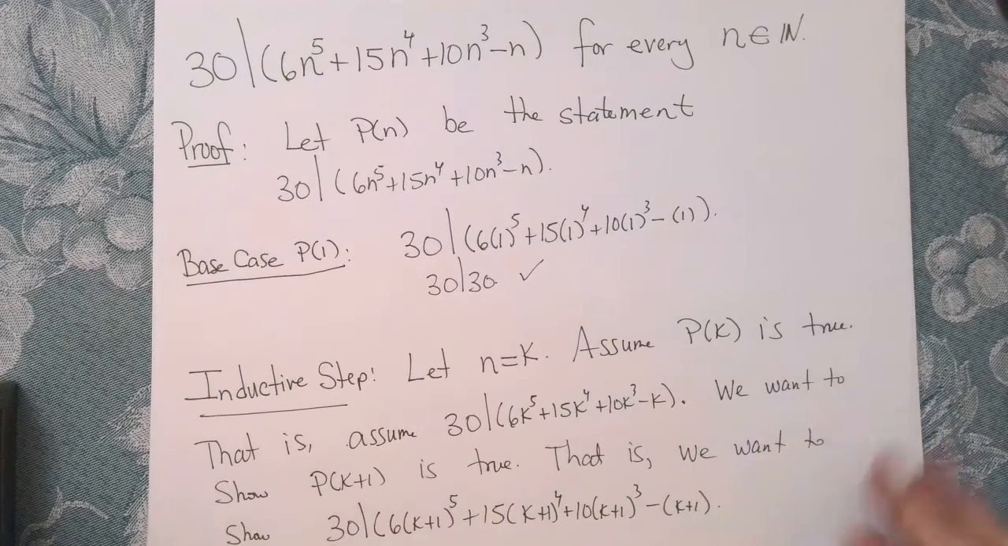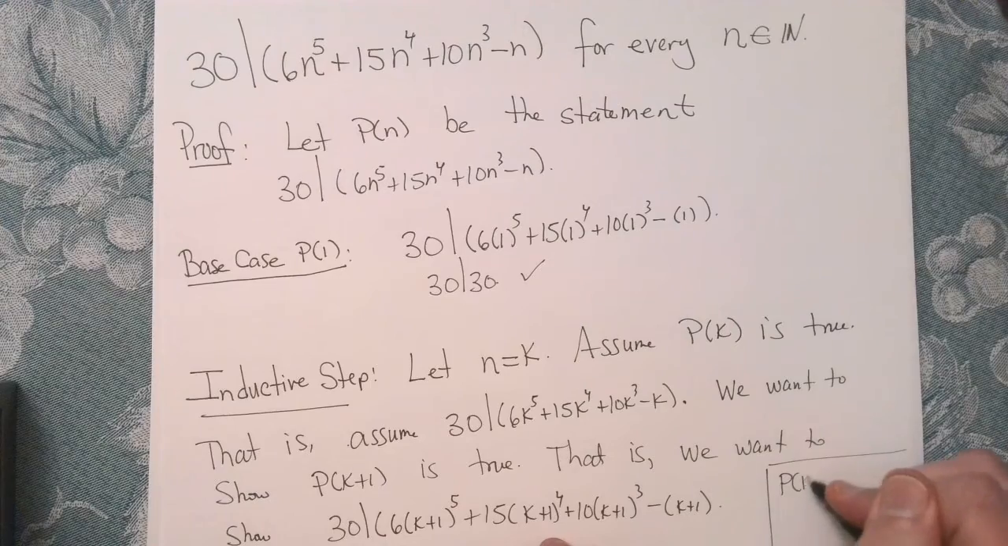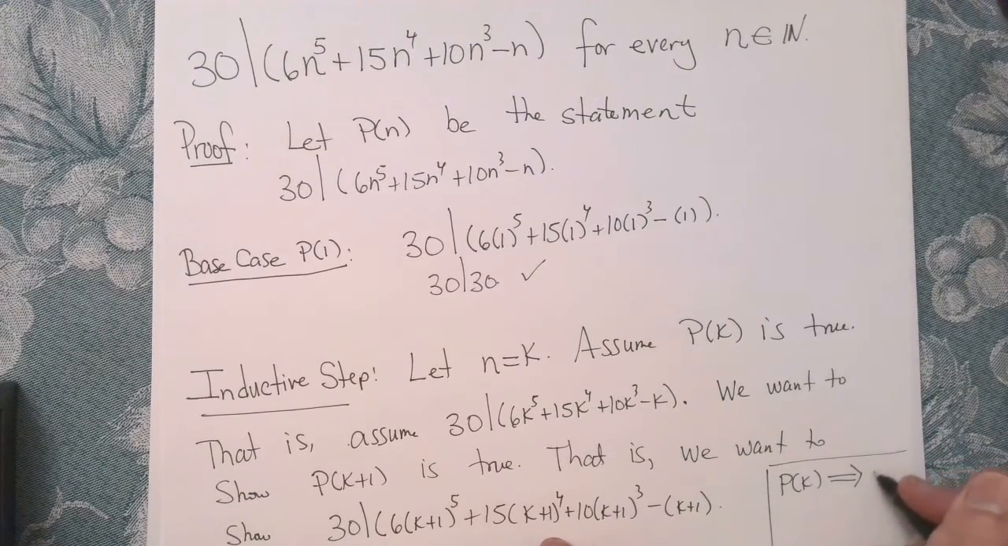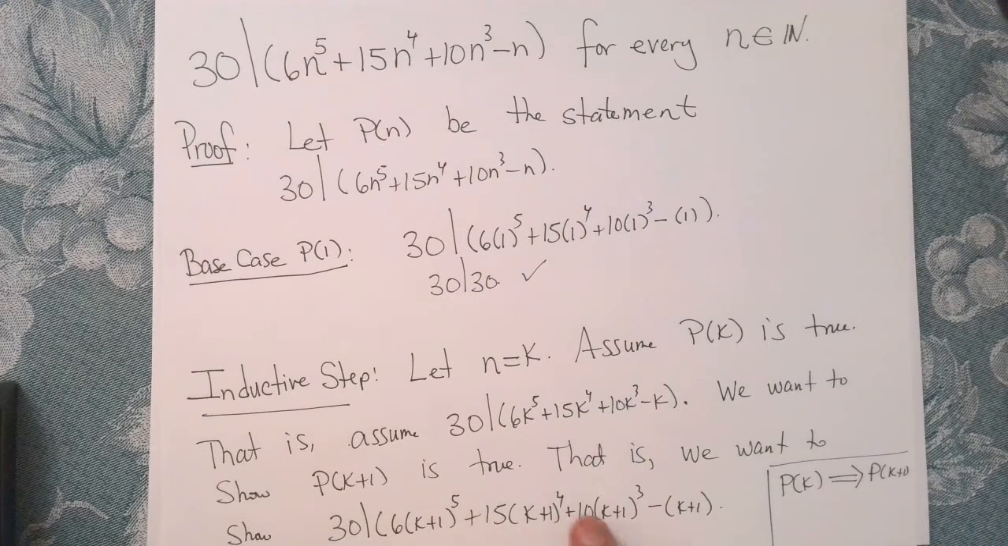So we have a conditional here, of the form p of k implies p of k plus 1. We're assuming this is true for some fixed k, and it's our job to show that this is true. So let's work with this portion right here, and through some algebra and our inductive hypothesis, we're going to show that 30 divides this, that 30 is a factor of this.